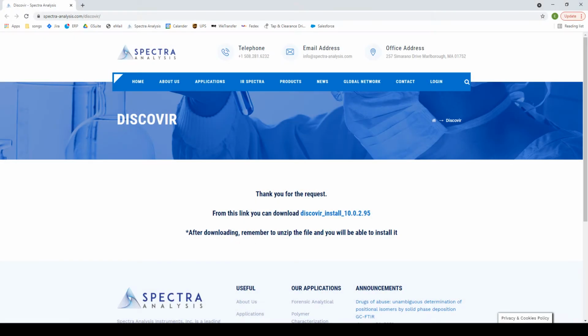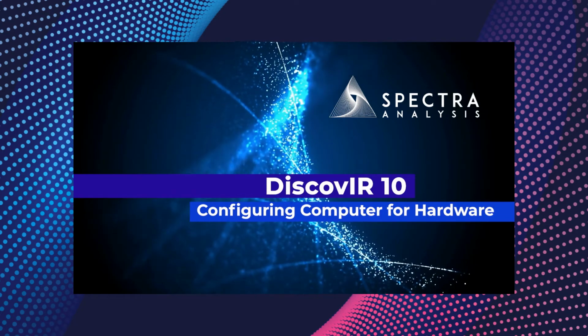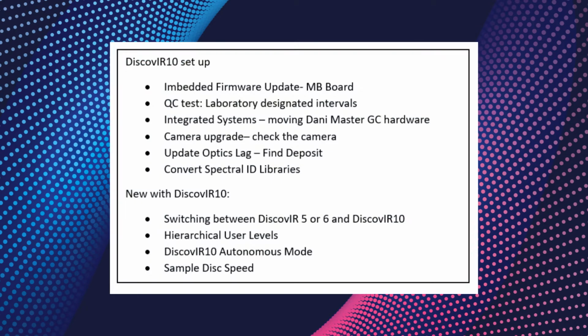This video is for hardware controlling computers with the DiscovIR6 fully licensed software. The DiscovIR6 companion licensed computers do not need to perform the tasks in this video as they are related to the hardware control. For those setting up a hardware controlling computer, please see the Configuring Computer for DiscovIR6 video before proceeding with this video. This video will cover the following topics in no particular order.